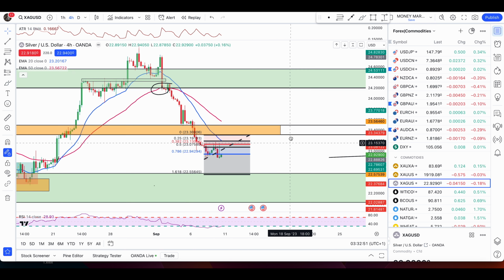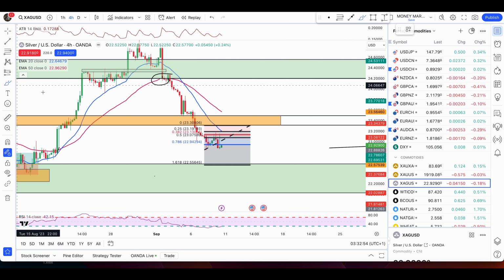Next one, we have silver. It's pushing lower nicely, and as you can see, the price already tested the 50% retracement, pushing lower. I'm now expecting the price to head lower and hit the zone, which is 22.57, that goes down to 22.02.